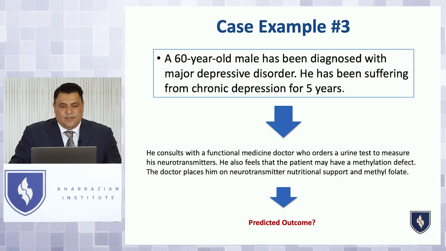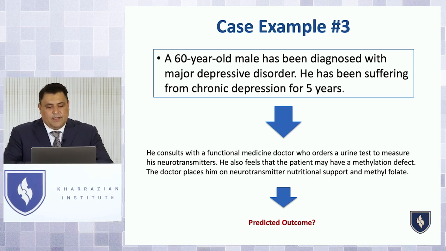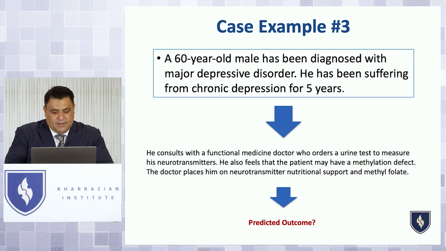Here's another case scenario. A 60-year-old male has been diagnosed with major depressive disorder. He has been suffering from chronic depression for 5 years. He consults with a functional medicine doctor who orders a urine test to measure his neurotransmitters. He feels that the patient may have a methylation defect. The doctor places him on neurotransmitter nutritional support and methylfolate. Well, this is very, very common.